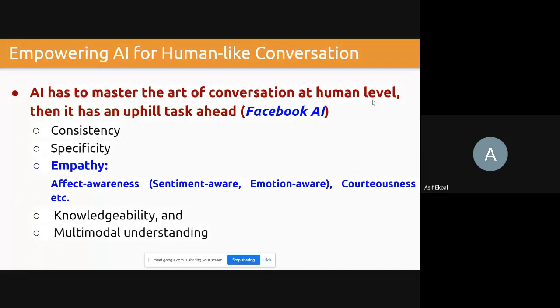The Facebook AI Lab, the Facebook Artificial Intelligence Lab, has been doing a lot of research towards making the bot more like a human being. And they had identified five important properties. Many of them we have already discussed. One property is consistency. The bot has to behave in a consistent way.